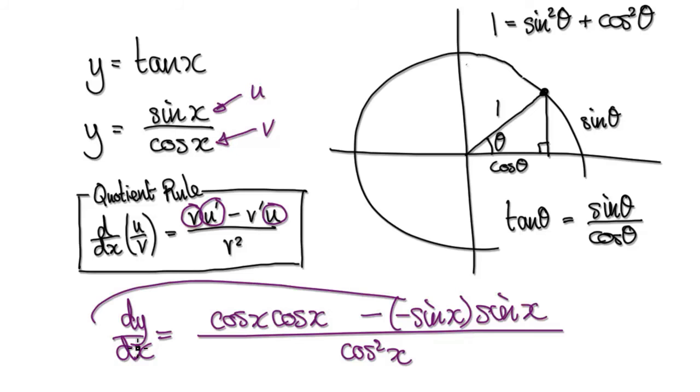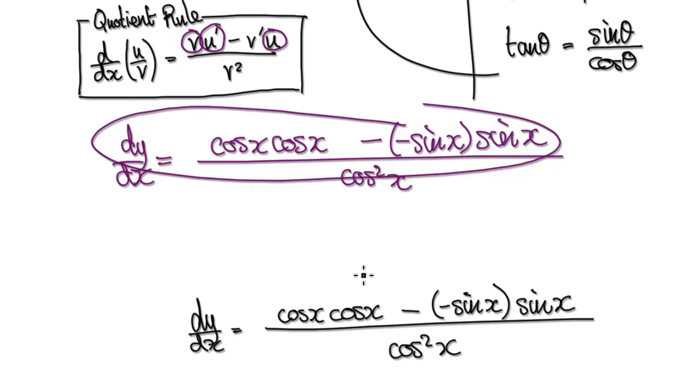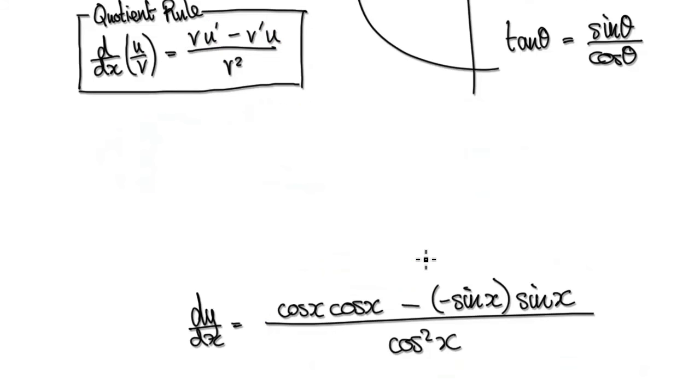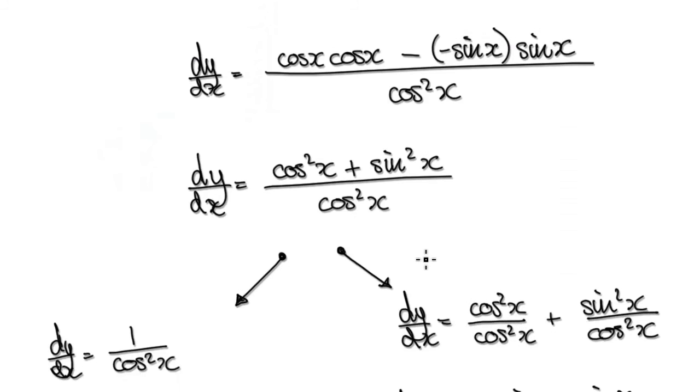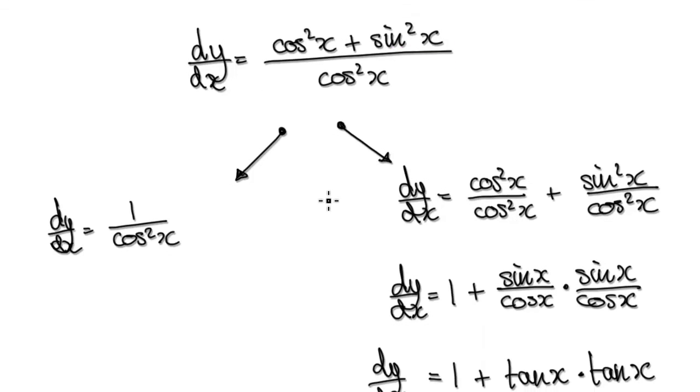So this whole thing here will be this. Now it's just a matter of tidying this up. This would be cos squared, and bring out this negative. That will then give you a positive, and then what's left is sine squared. So from here, there are two ways of visualizing this. One way will lead you to this.